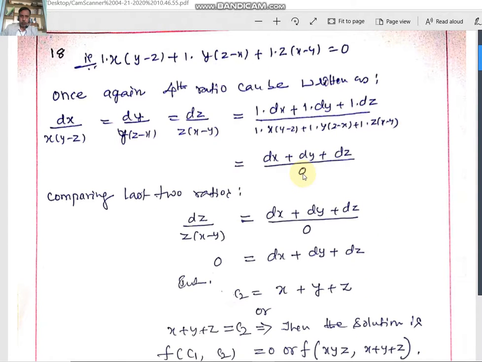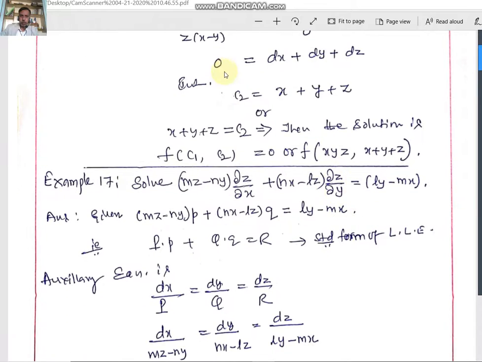Cross multiply this 0 to any one of the left-hand side terms. That is, consider one ratio on the left-hand side and the fourth ratio, and cross multiply. This gives 0 is equal to dx plus dy plus dz. Now integrating both sides, integral of 0 is c2. Integral of dx is x, integral of dy is y, integral of dz is z. So x plus y plus z is equal to c2. This is the second solution, called v.